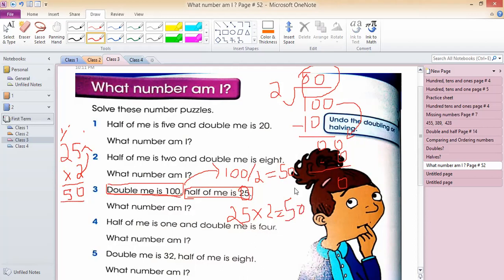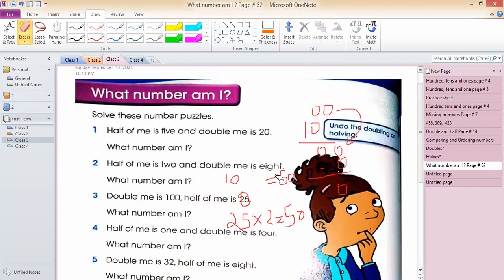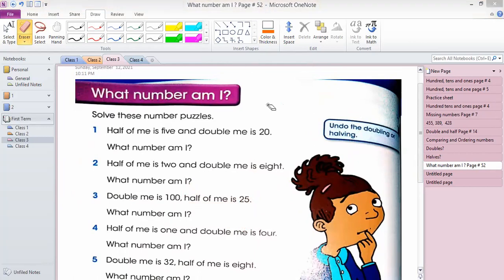Clear, guys? Yes, sir. That's very good. So what number am I? How to solve these questions? Your concept is clear? I can answer the second one. That's very good. Now, guys, for question number 4, you are going to answer me.